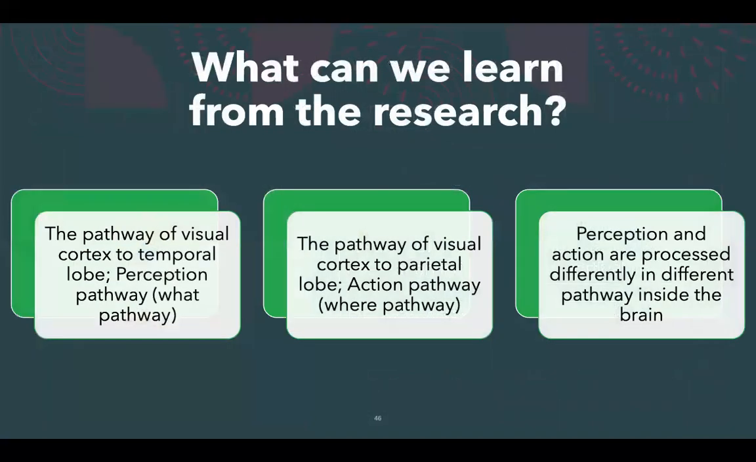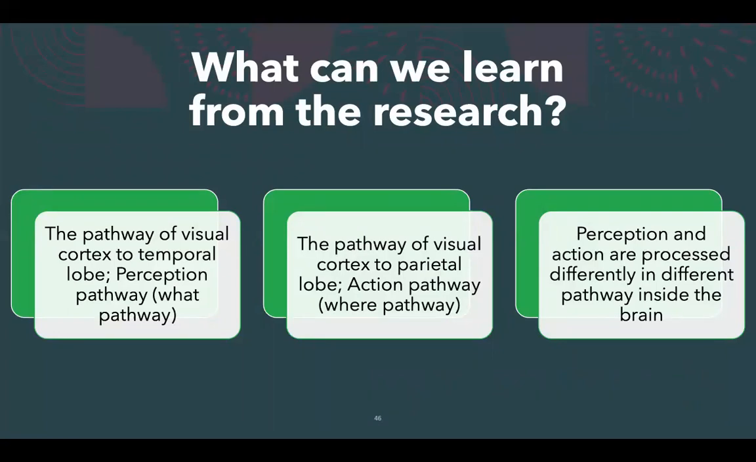So based on these results, the researchers suggested that the pathway from the visual cortex to the temporal lobe be called the perception pathway, and the pathway from the visual cortex to the parietal lobe be called the action pathway, also called the how pathway, because it is also associated with how the person takes action.